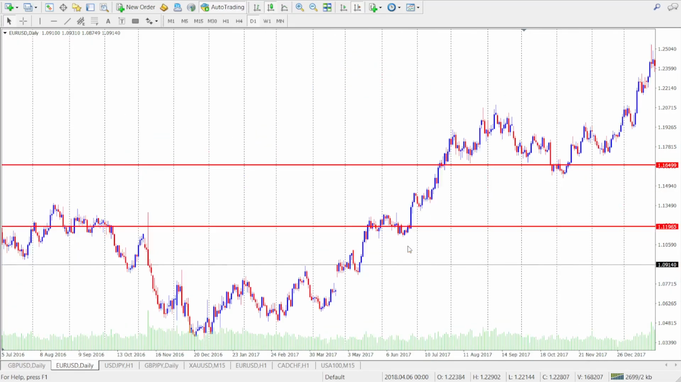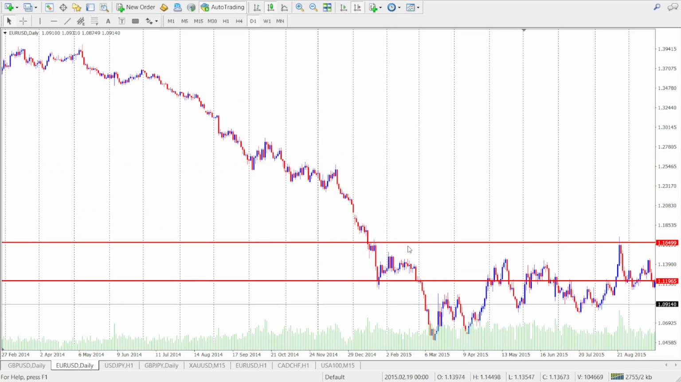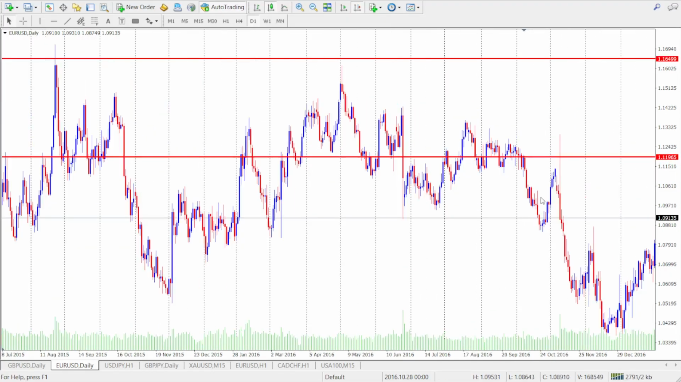Now, it doesn't mean that every time you find a triangle there must be a continuation. In some cases, there could actually be a reversal, right? But let's just see if we can find a good example.